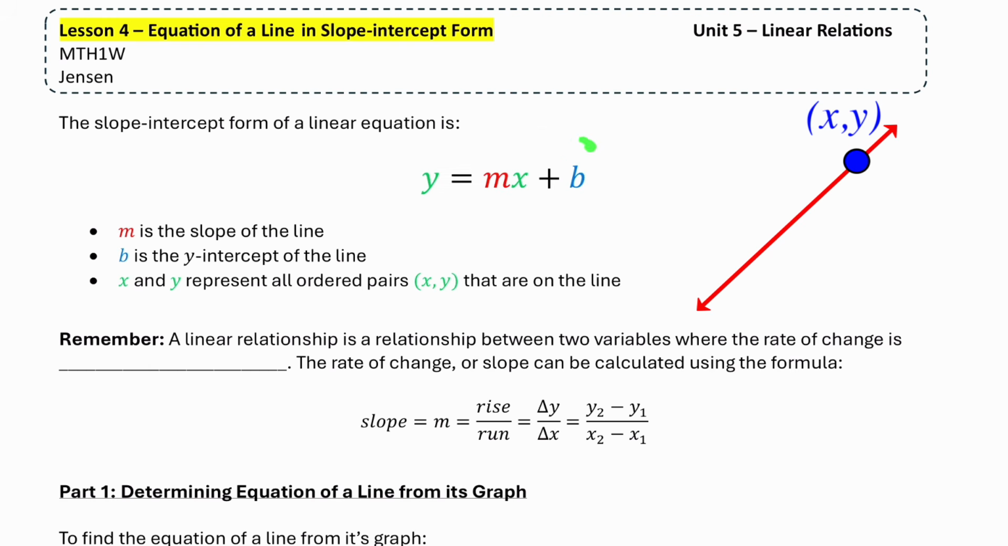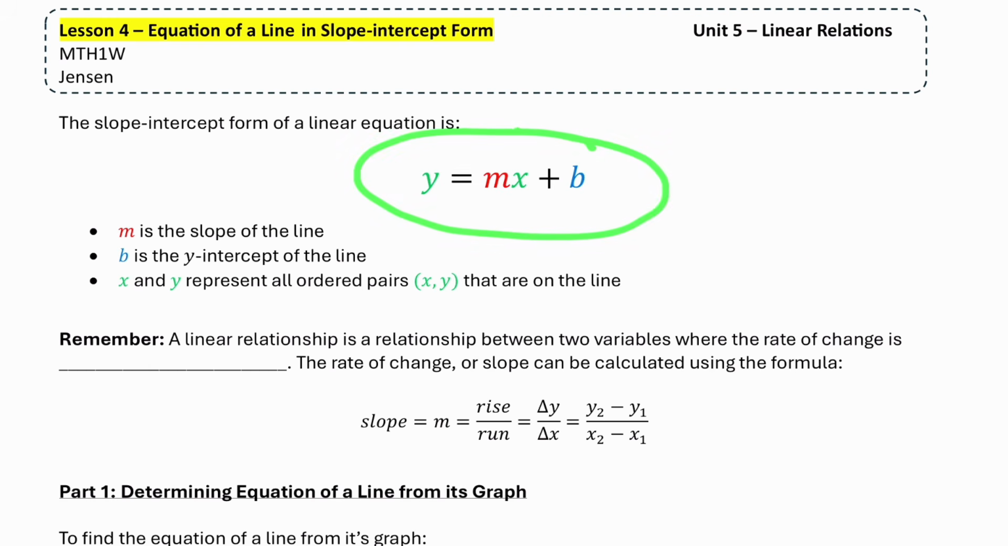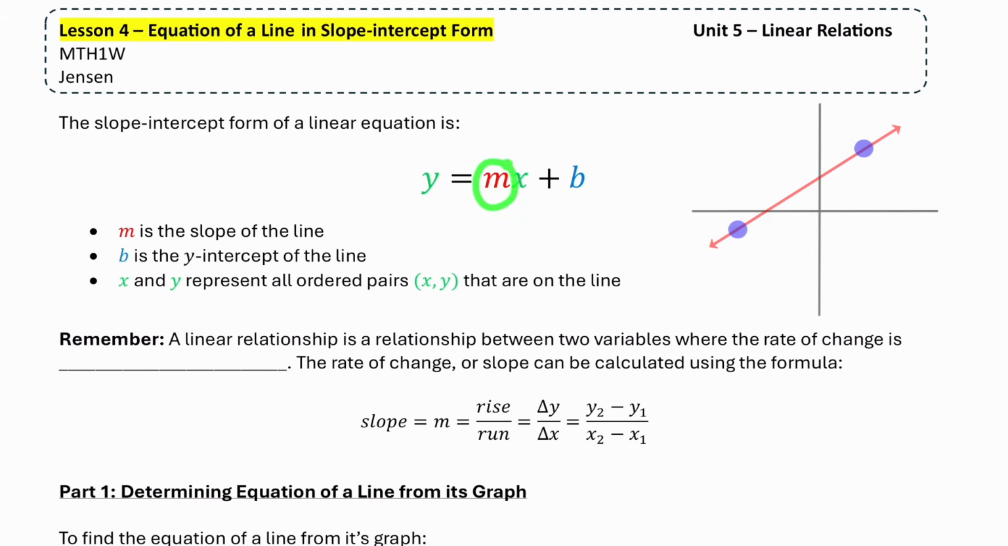modeled algebraically with an equation of this format, where the m value being multiplied by the x is the slope of the line, the b value, which is being added after, is the y-intercept of the line, and this x and y just represent all the ordered pairs xy that are on the line. And also remember, a linear relationship is a relationship between two variables where the rate of change is constant.